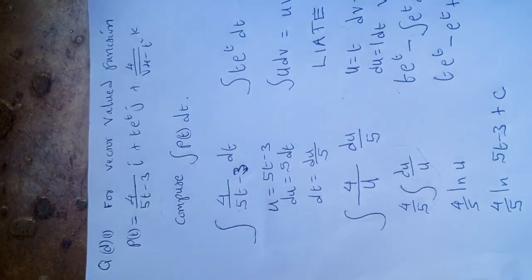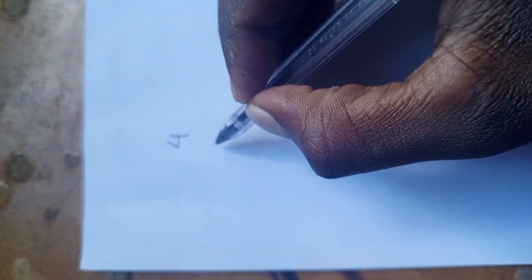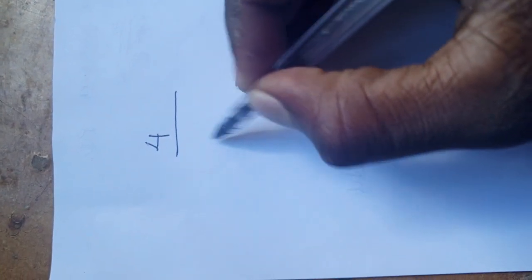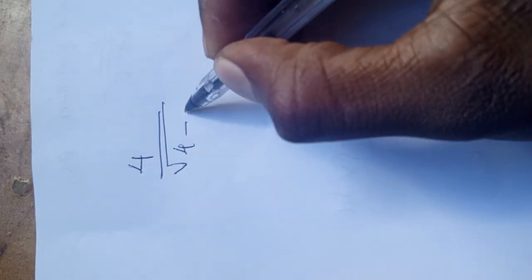For the z parameter, what is our z parameter? Our z parameter, it is 4 over root of 4 minus t squared. We have to integrate this boy.